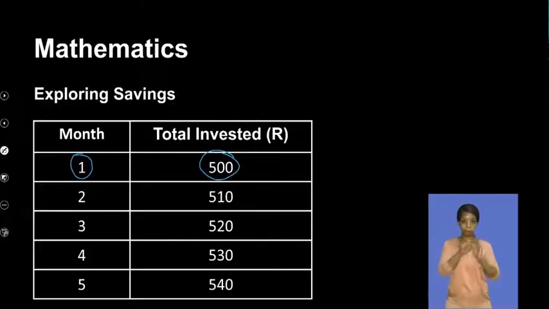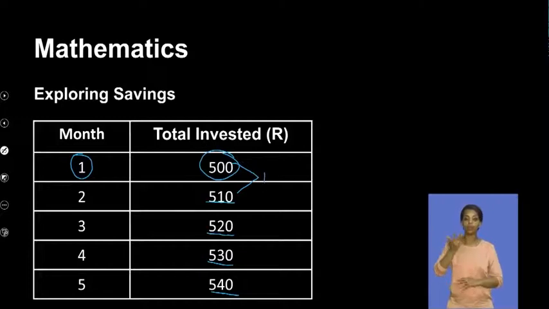So in the first month, the person saves 500 rands. Second month, they save 510 rands. Remember our question that we always ask ourselves: is there growth? Is there change from one month to the next month? Third month, the person saves 520. Is there growth? Is there change? Fourth month, 530. Is there change? Is there growth? Fifth month, 540. Is there change? Is there growth? So that's what we need to look at.